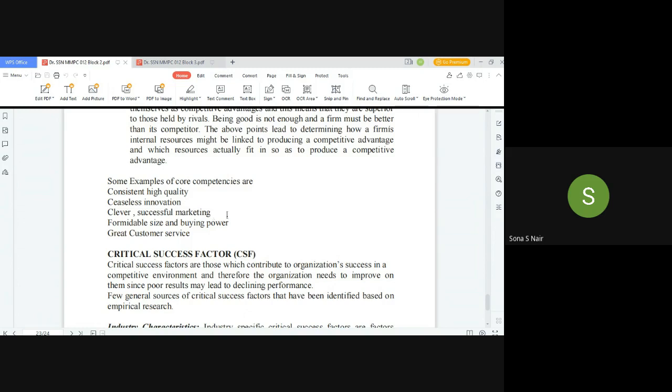Clever, successful marketing, that's also a core competency. If an organization is over a long period of time able to use marketing techniques which are very clever, very smart, and which no one else can think about, then it's a core competency for that organization. Formidable size and buying power is also a core competency because it leads to other advantages. Great customer service is also a very important capability and a point of core competency, right?